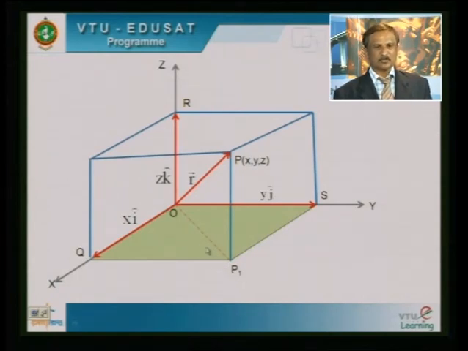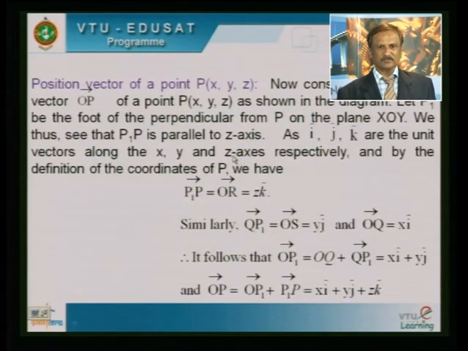So OP1 is equal to what? OP1 is equal to Xi plus Yj. Is it clear? And P1P, I have mentioned, is parallel to OR, so it is Z into k. So now OP is equal to OP1 plus P1P. Therefore, X into i plus Y into j plus Z into k. That is the value of OP, or vector R. Is it clear? So the components in three dimensions are Xi plus Yj plus Zk.